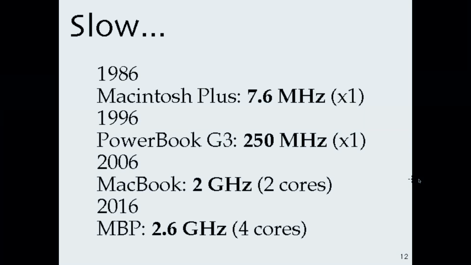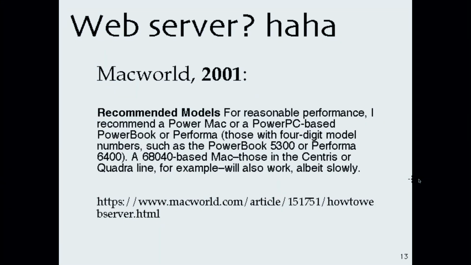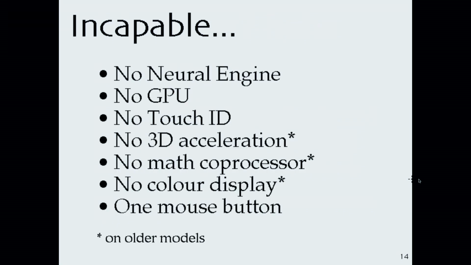They're slow. This is kind of obvious, but the computer sitting in front of me is probably more powerful than all the computers in the world 40 years ago. Do you want to repurpose your old computer as a web server? Well, that seems to be a common suggestion. But even in 2001, Macworld recommended not using anything older than a PowerPC. Imagine what we should be putting on the internet now. This is basically recommending don't put anything that's got an Intel chip on it.